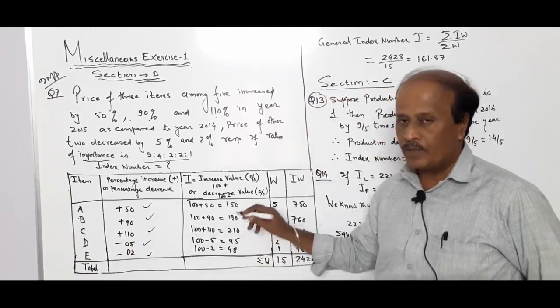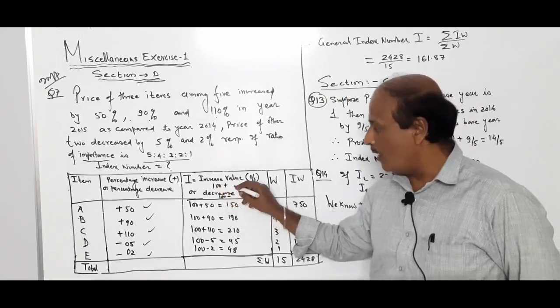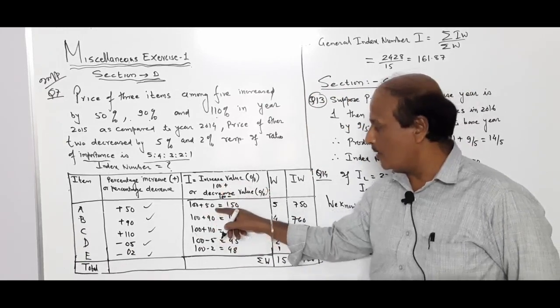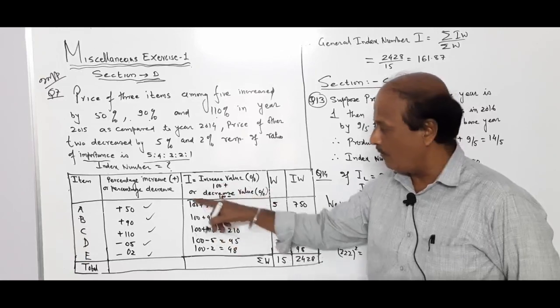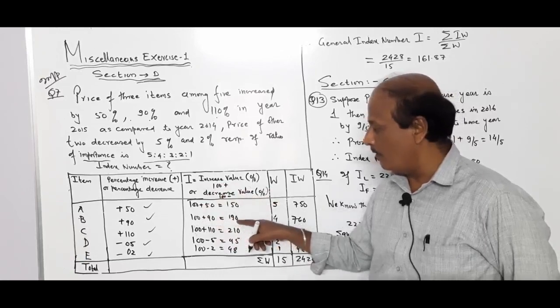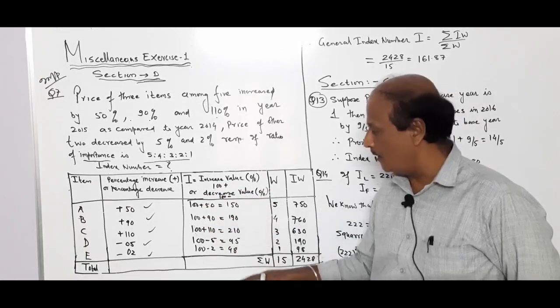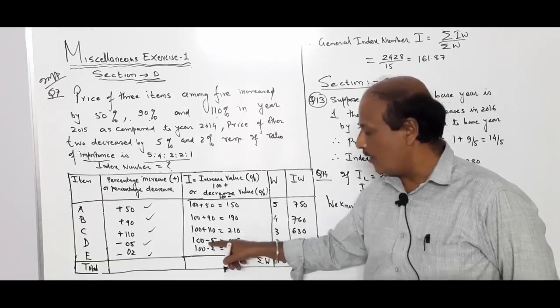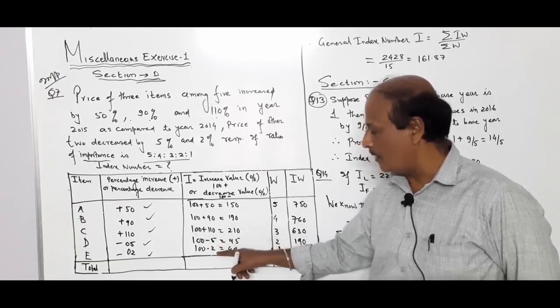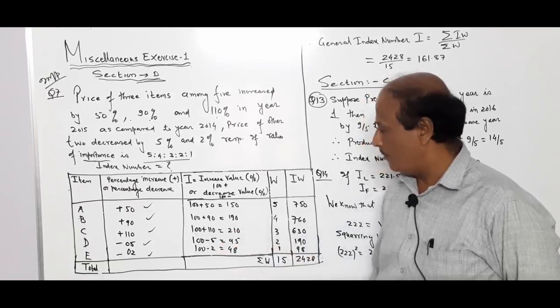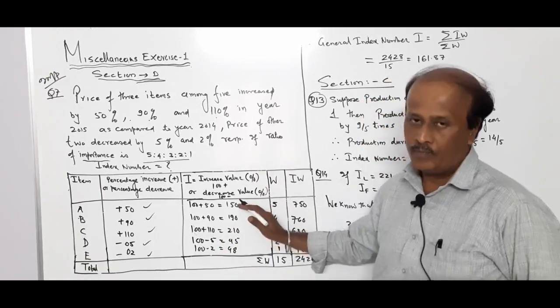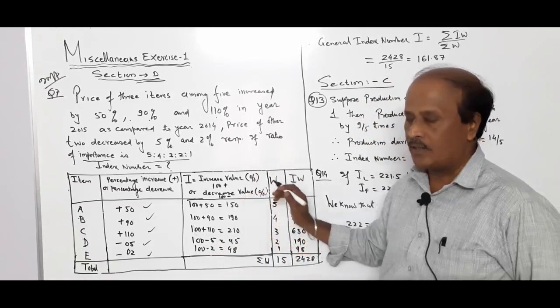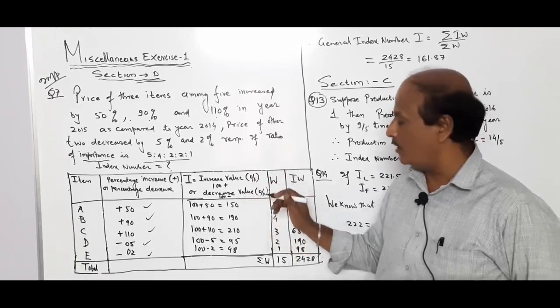So when we say percentage increase, I will be 100 plus 50, meaning 150 for item 1, 100 plus 90, 190, 100 plus 110, 210, 100 minus 5, 95, 100 minus 2, 98. So this is something new. We never did this type of question. Yeah, there are certain examples.